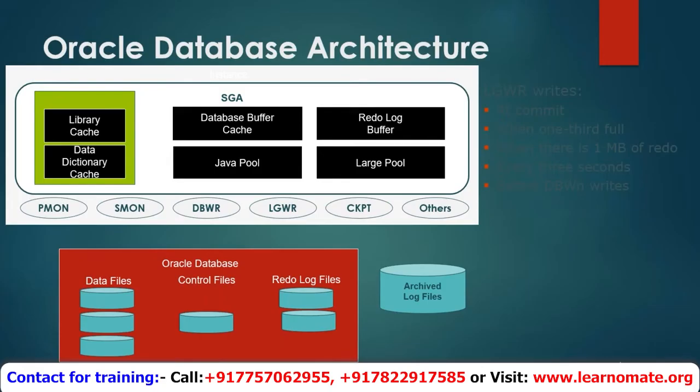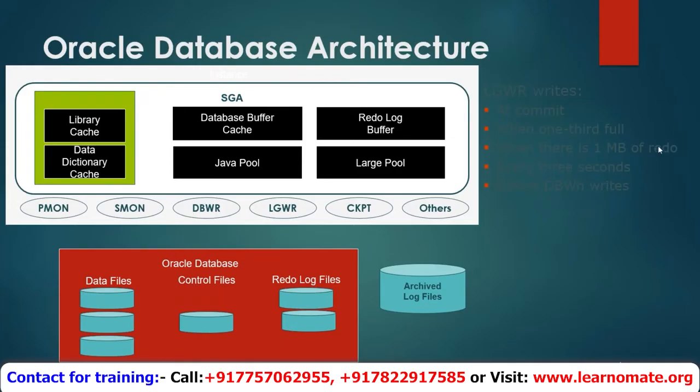Oracle database architecture is divided into two parts, SGA and Oracle database files. SGA again is divided into two parts, memory components and background processes. Memory components include your library cache, data dictionary cache, database buffer cache, Java pool, redo log buffer, large pool, etc. Along with that, you have a lot of others. Then you have background processes such as pmon, smon, database writer, log writer, checkpoint, and a lot of other background processes as well. Then in Oracle database, you have files such as data files, control files, and redo log files.